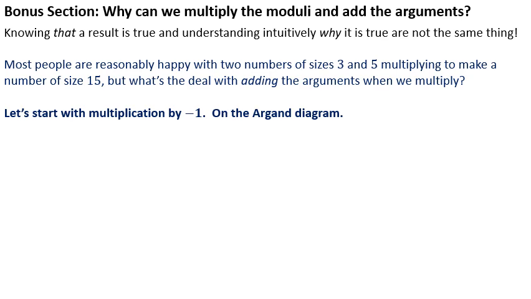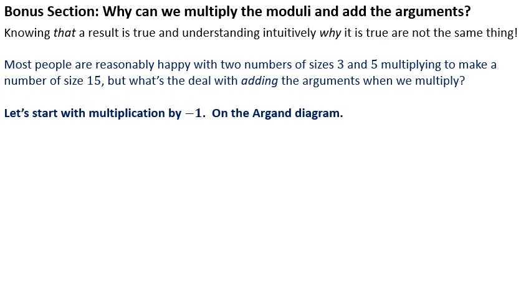But adding the arguments, that's a little bit strange. So we're going to begin by thinking about multiplying just by a real number that we already know and understand, multiplying by -1. I've chosen a number with size 1 so that we're not distracted by the change in the modulus. When you multiply by a number with size 1, the size doesn't change. However, the direction might.